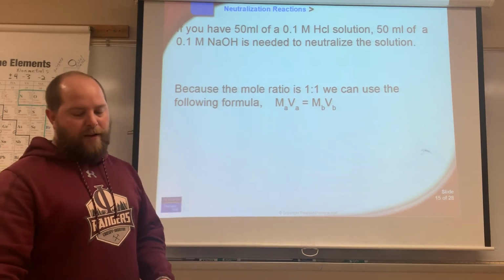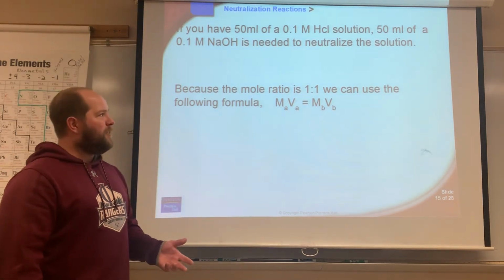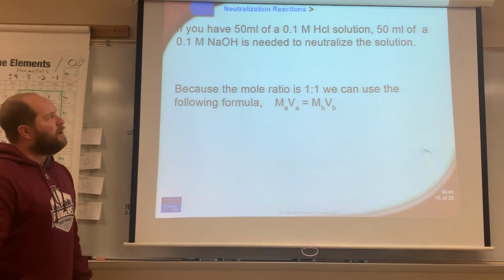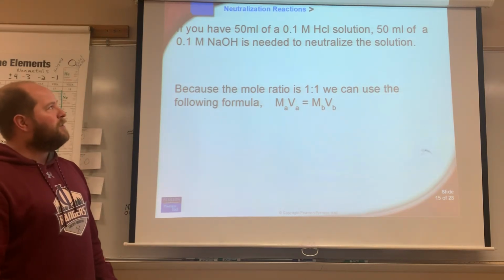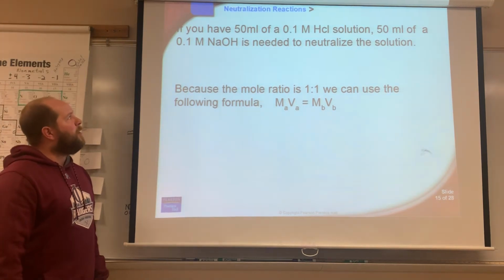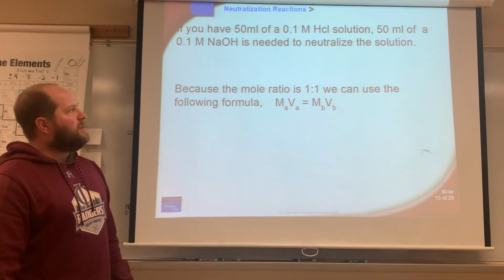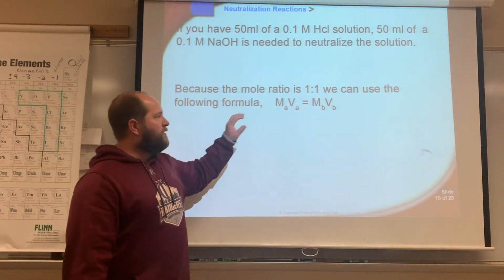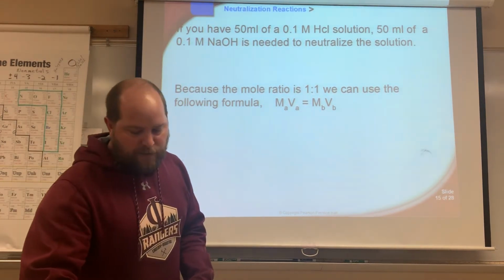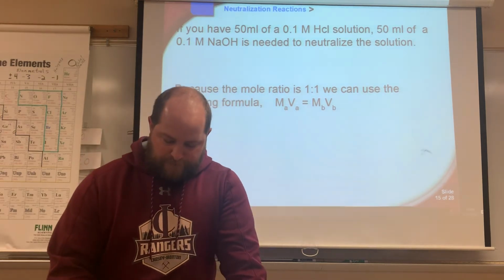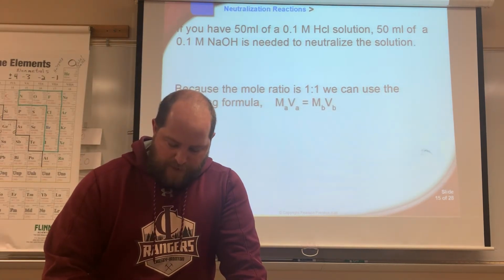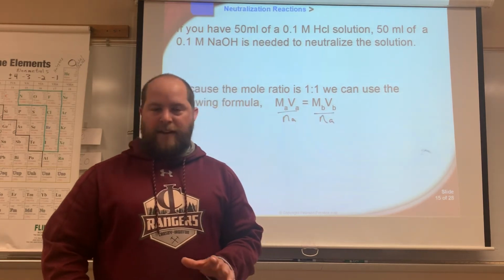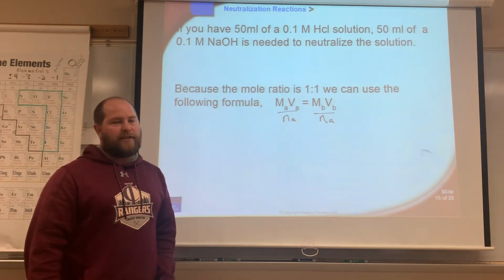Okay, so now we're going to figure out these titration problems. It says if I have 50 milliliters of a 0.1 molar HCl solution, 50 milliliters of a 0.1 molar sodium hydroxide solution is needed to neutralize it. Makes sense. So we can use this formula right here. This is the titration formula that we're going to use. I'm going to add to it, dividing by NA and dividing by NB, because this is going to help us solve any sort of titration problem.